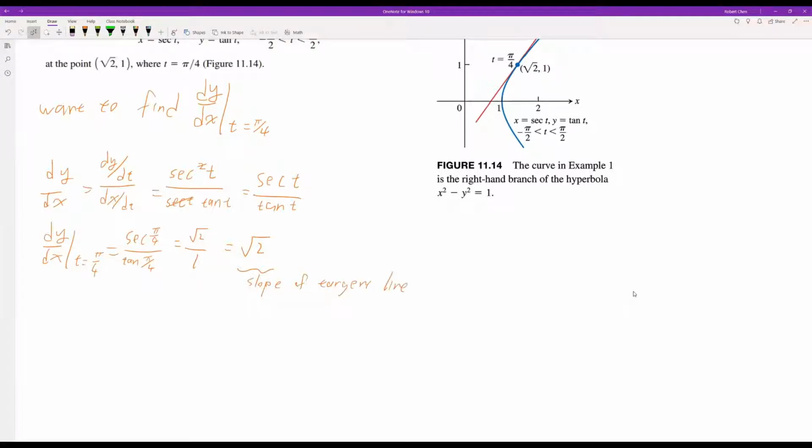Then we want it to go through the point (radical 2, 1). To use point-slope form, we can do y minus 1 is equal to slope times x minus radical 2. If we multiply it out and then move the 1 over, we get y is equal to radical 2 x minus 2 plus 1, which gives y is equal to radical 2 x minus 1. Okay, done.